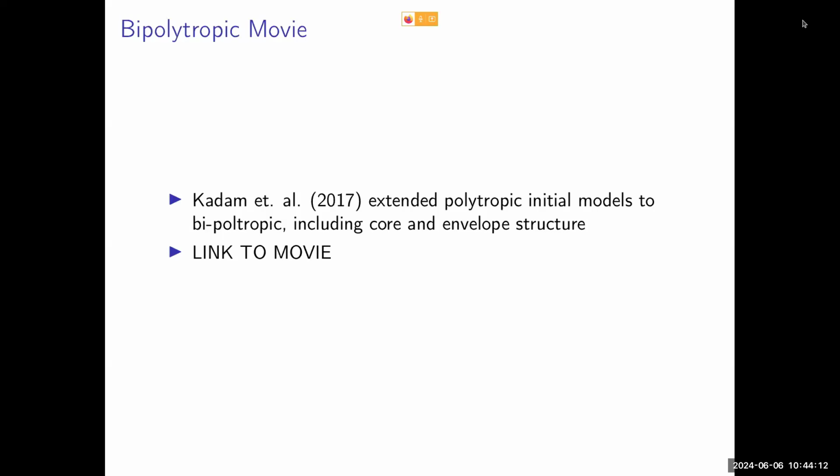So in 2017, a graduate student, the guy who I was working with, a postdoc, came out and did some simulations. So instead of using a polytropic model, an analytical model, he used 2 polytropic indexes, constants, to get a core-envelope structure, more like a red giant star.